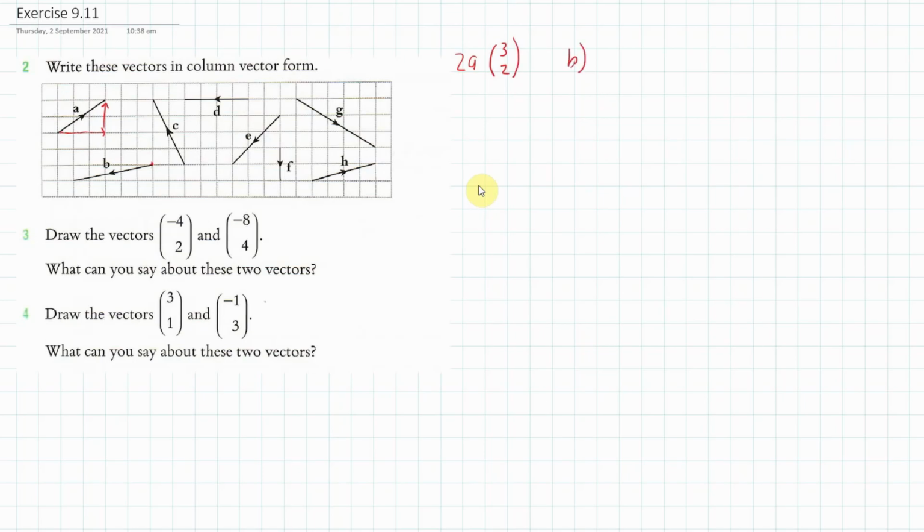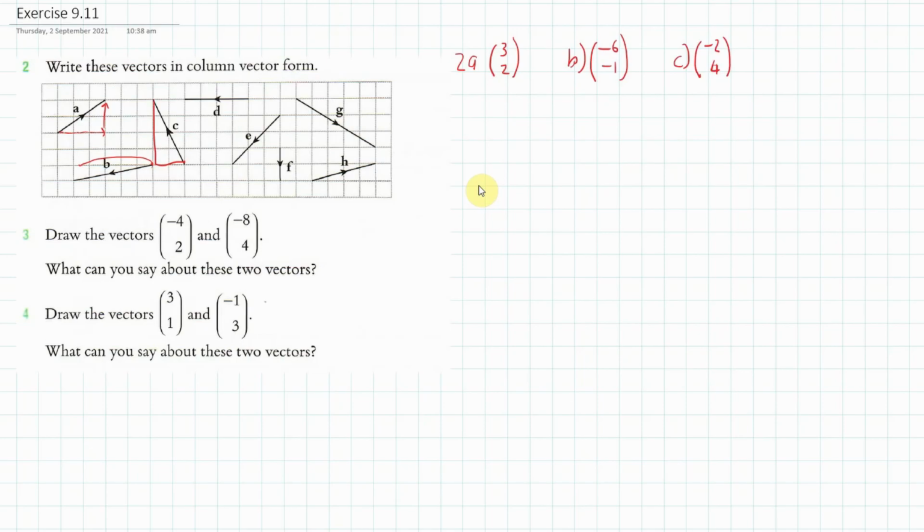Now let's look at B. We start from here and we go back 6 and down 1. So it should be minus 6, minus 1. So left direction is negative and down is negative. Let's look at C. C, we've gone back 2 and up 4. So minus 2, 4.